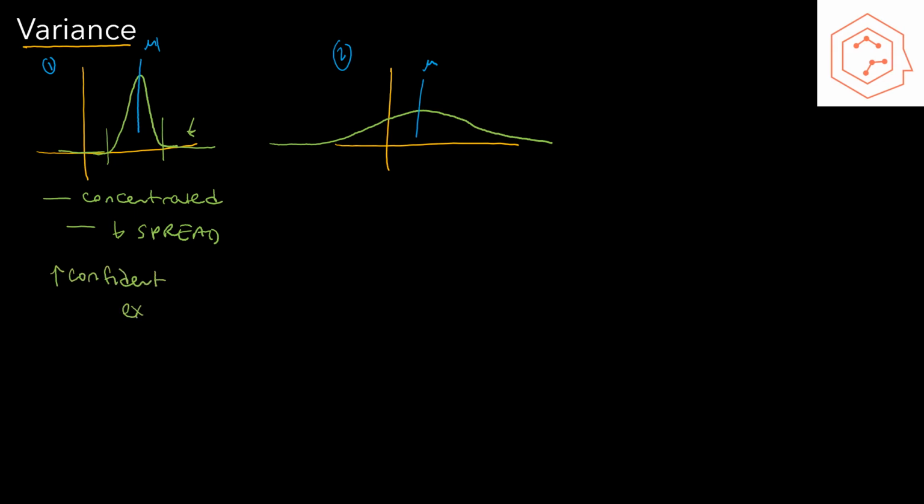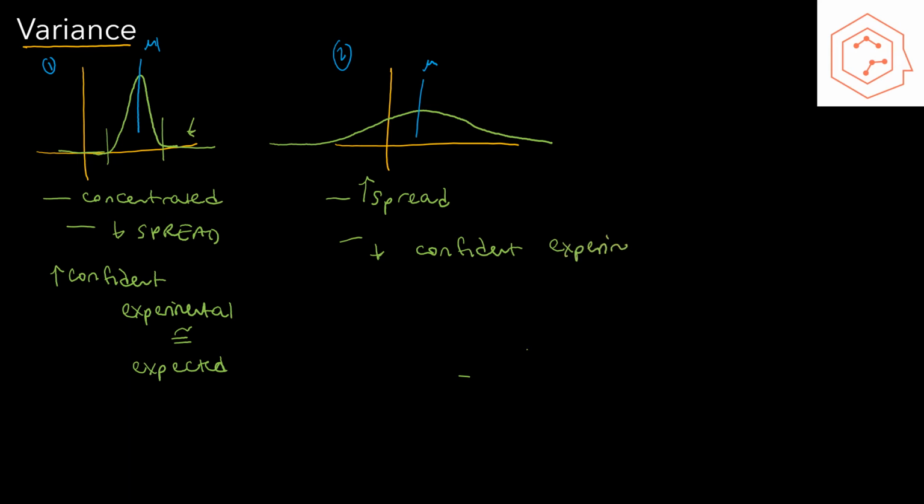that my experimental results, when I actually perform the experiment, are going to line up closer to the calculated expected results. In the second case, the data points of the likely experiments, or likely outcomes rather, are more spread out. So they have high spread. And so I'm less confident in this case that my experimental results will be close to my calculated expected result.